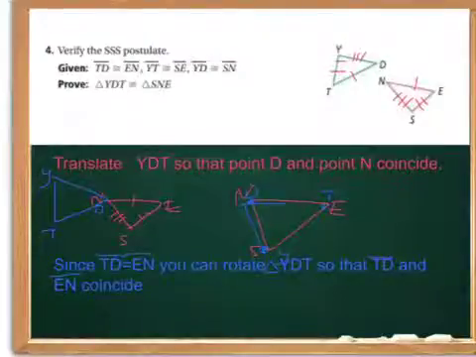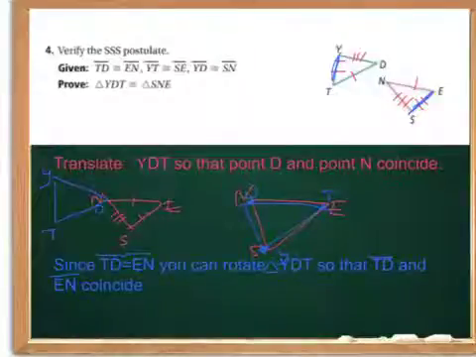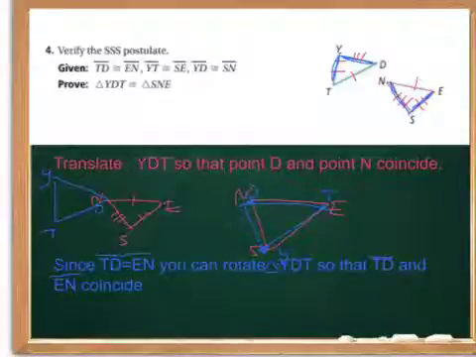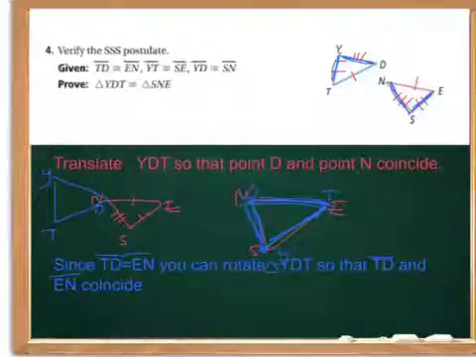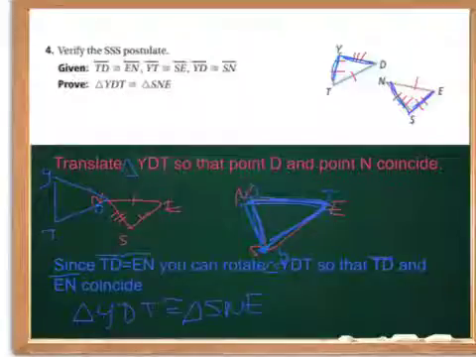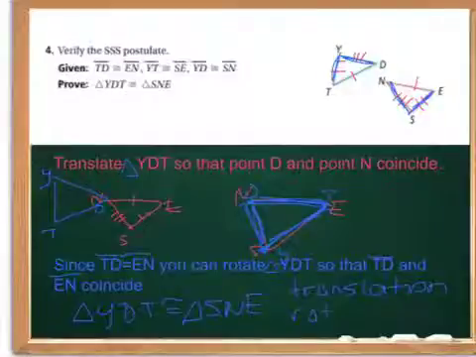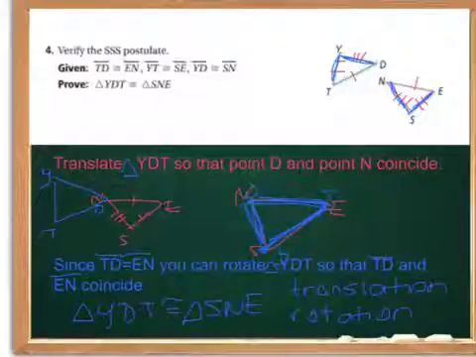Because we know that YT is congruent to ES and YD is congruent to SN, we know that these sides are going to perfectly coincide. They're going to overlap. So that means that we're proving that triangle YDT is congruent to triangle SNE by first a translation and then a rotation. So a series of rigid motions that perfectly show that the two triangles are congruent.